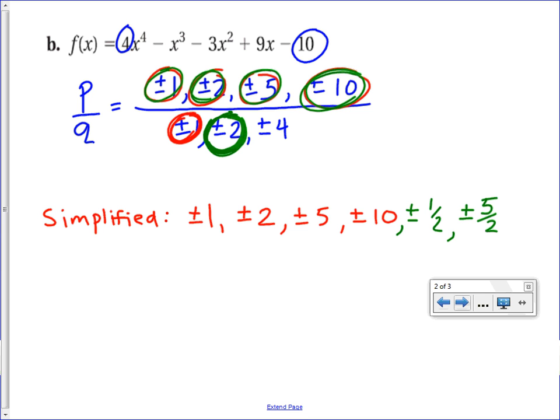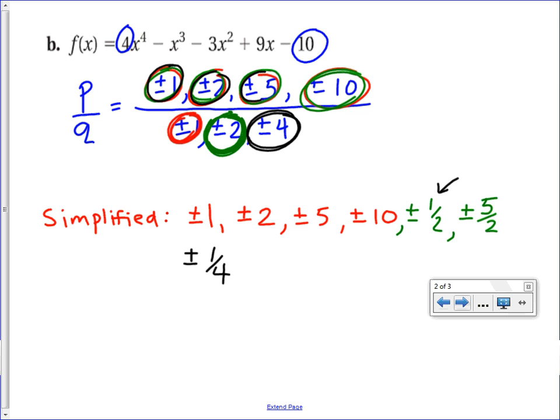And now let's do 4 as our denominator. So positive or negative 1 over 4. We do not have that yet on our list, so we will write plus or minus 1 over 4. 2 over 4. Now 2 over 4 is the same as saying 1 over 2, which we already have on the list over here, so we will not write it again.